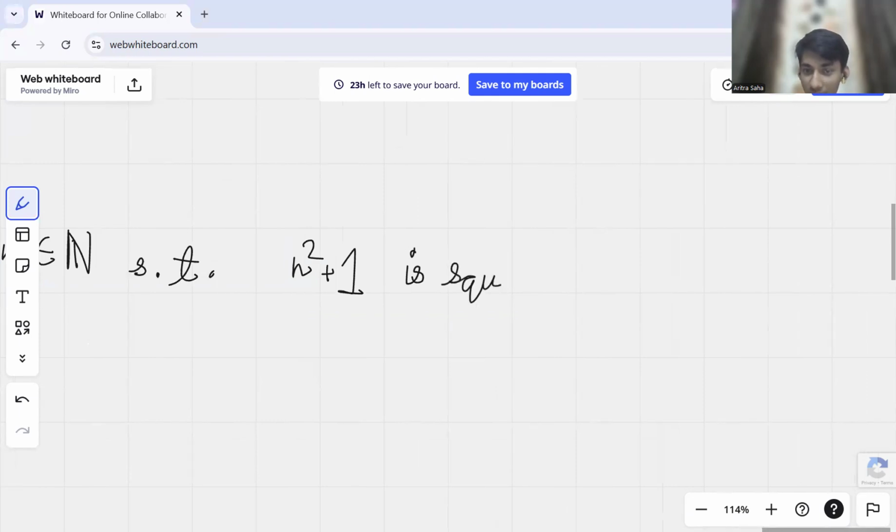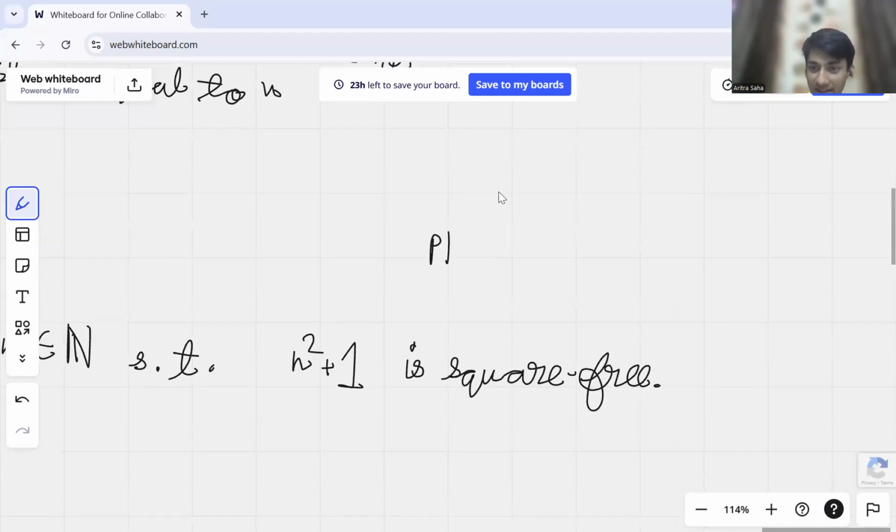So what does square free mean? I think every one of you knows, still I'll just say it. Square free means that, say x is square free, there doesn't exist any prime p such that p squared divides x. Okay, so this is the China TST problem that we have.